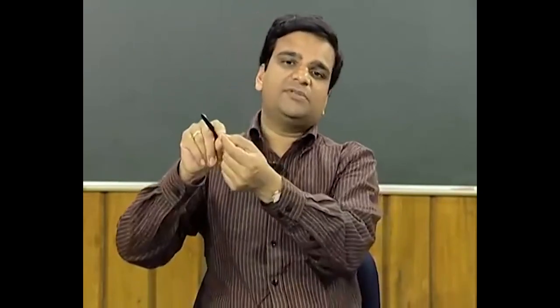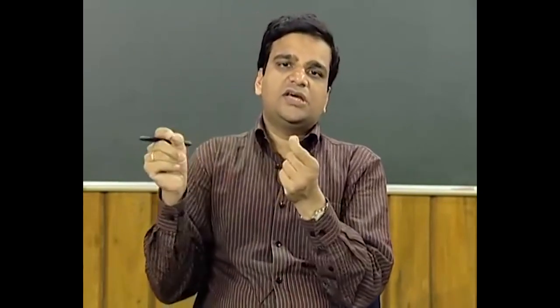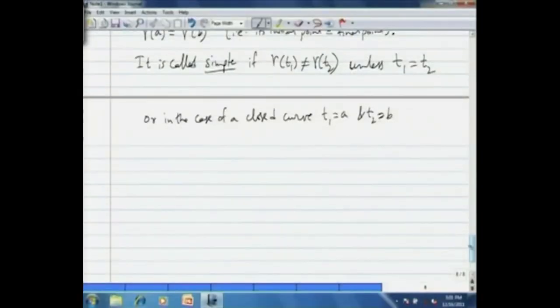What this means essentially is that if you look at the range of gamma, a curve is called simple if it does not have self intersections. The range does not have self intersections, except that the only intersection you will allow is possibly that the initial point is equal to the final point, that is okay. So, that is called a simple curve. No self intersections, except at the end points, is simple.